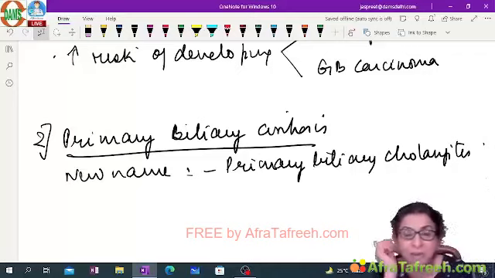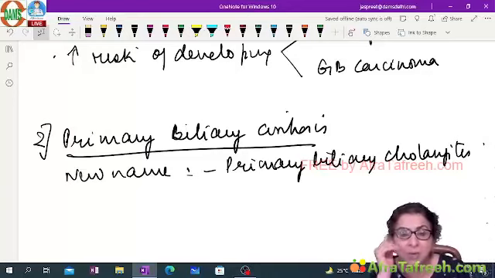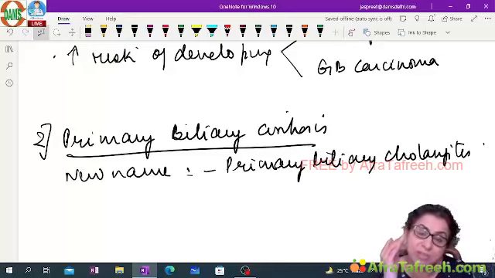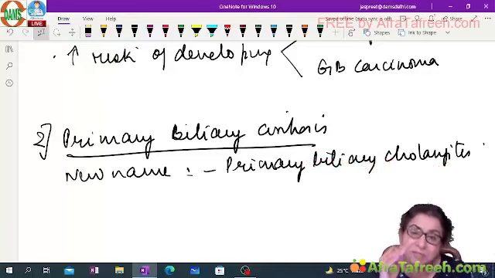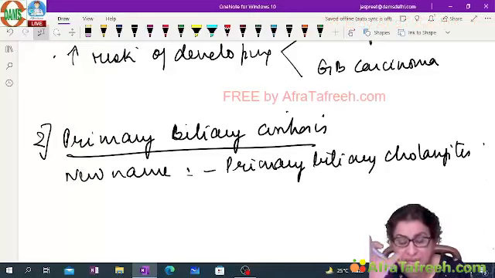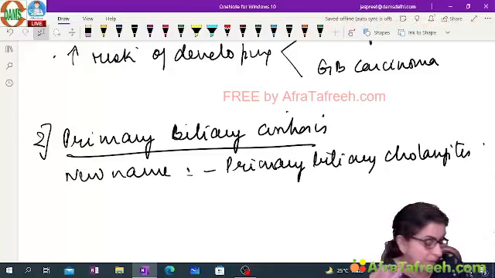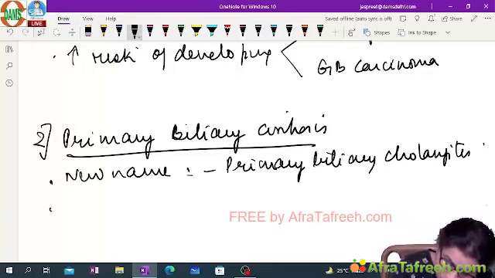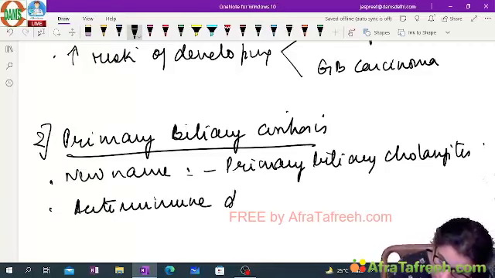Second, which bile ducts does it involve? It involves only the intrahepatic bile ducts. It is a disease wherein small and medium-sized intrahepatic bile ducts are destroyed by the formation of granulomas in the liver. So primary biliary cirrhosis is an autoimmune disease.